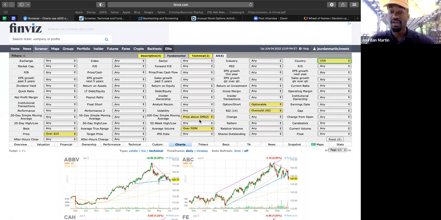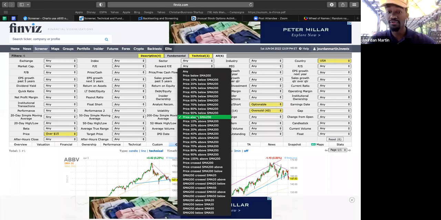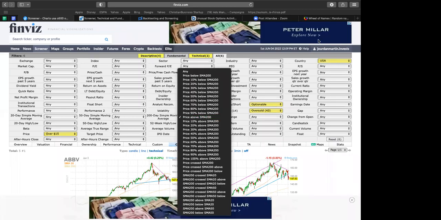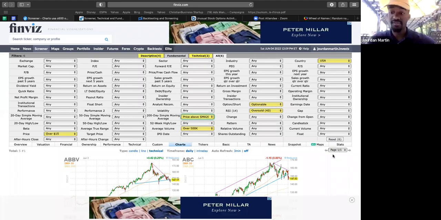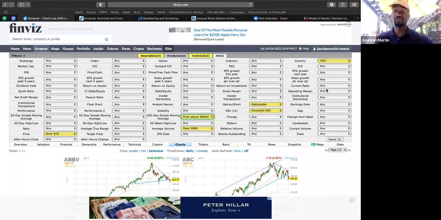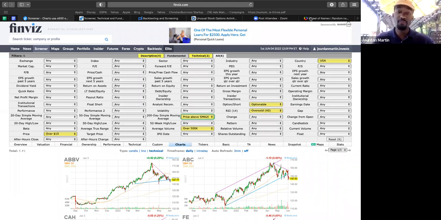The 200-day moving average is set to show me stocks that are above the 200-day moving average. The reason I want that is because that's going to help me see that this stock isn't in a downtrend overall long term, right? So if it's already in a downtrend, I'm not looking to buy it, because I want to go in the direction of the trend and buy on the pullbacks of the trend. And you'll be able to see that in the price data.